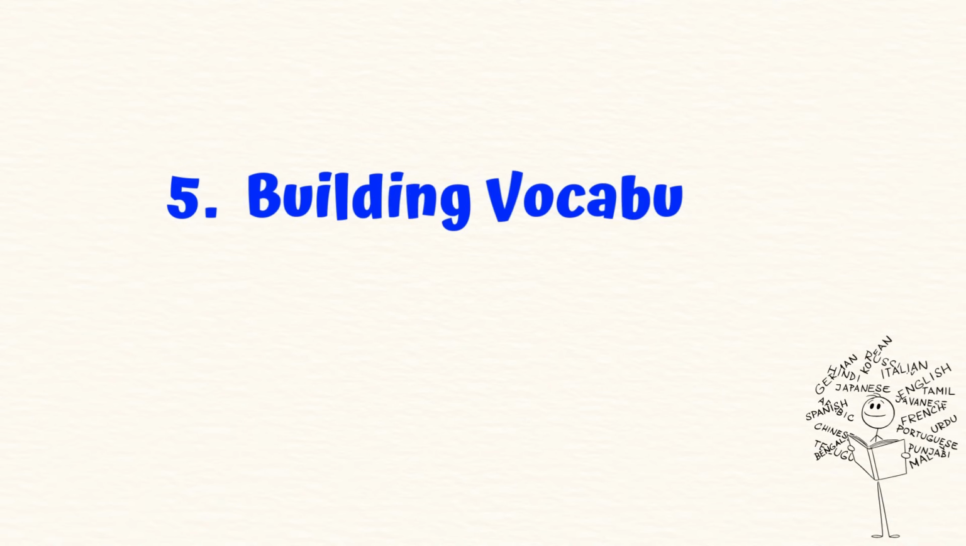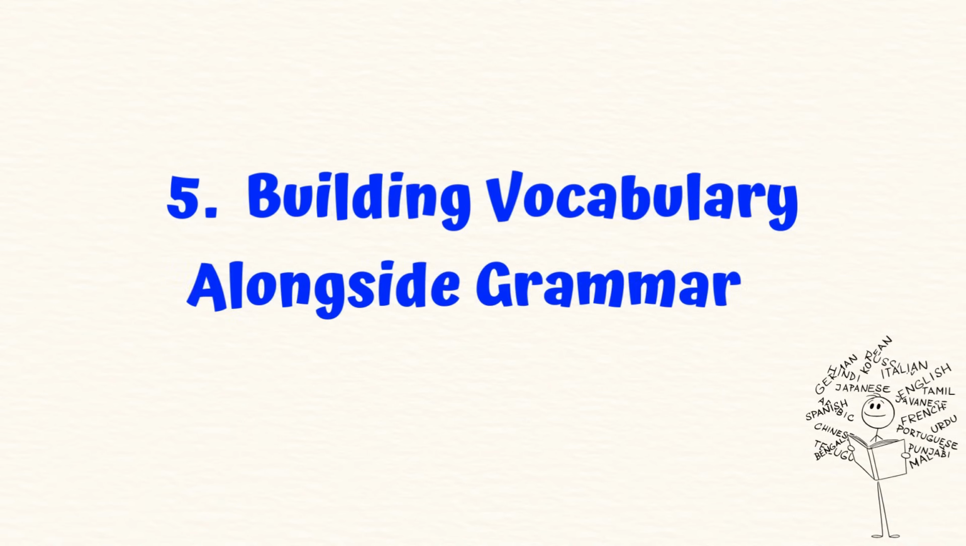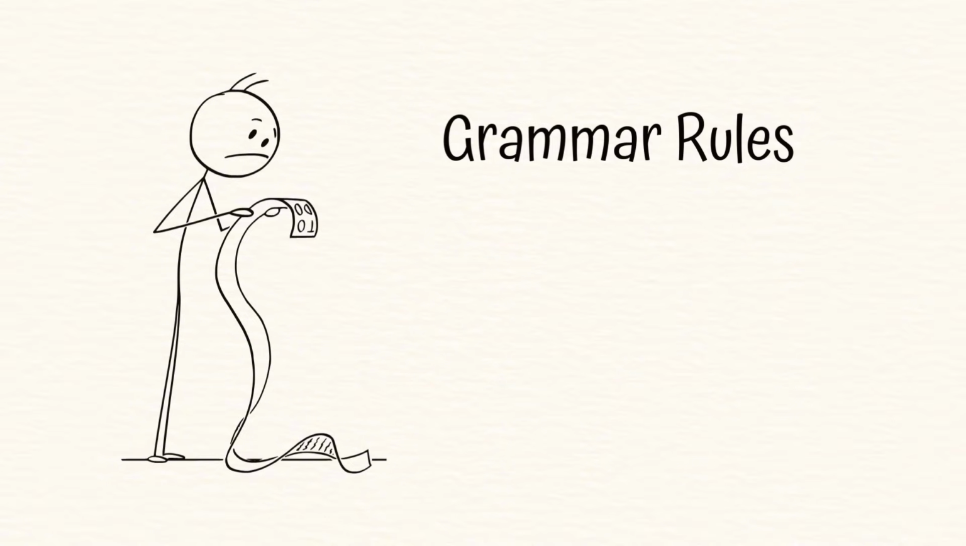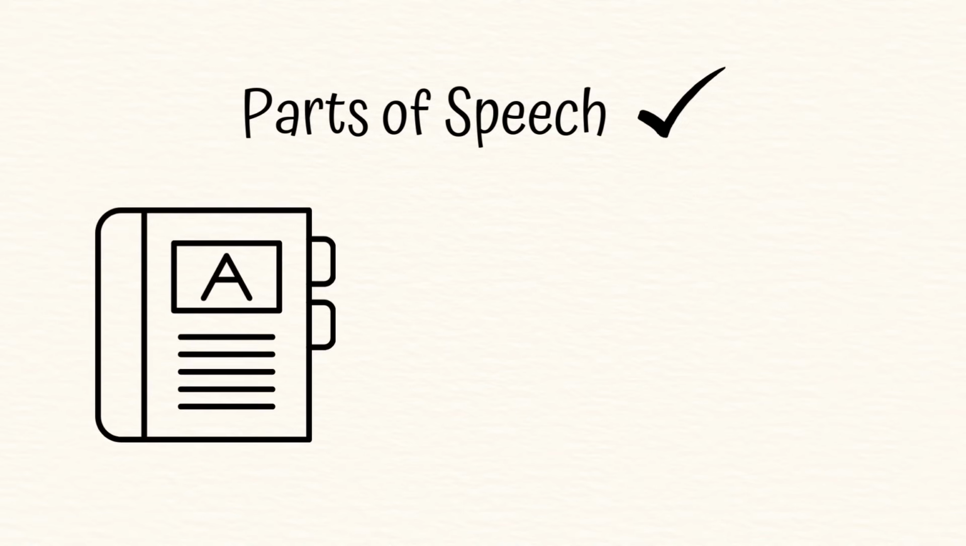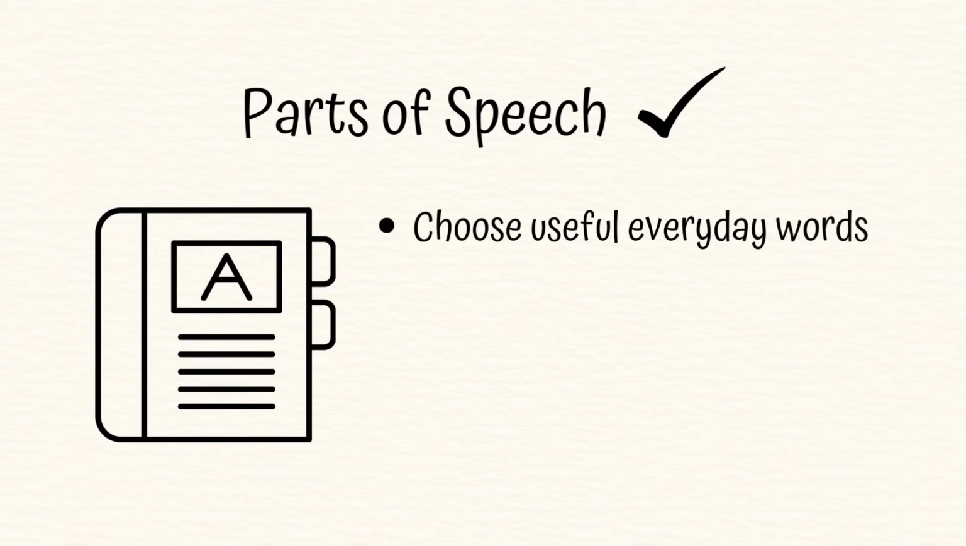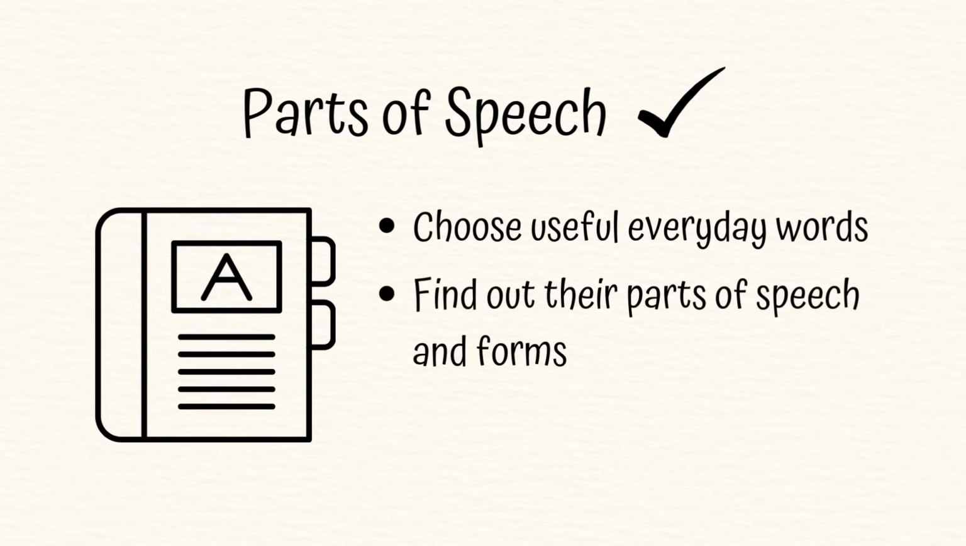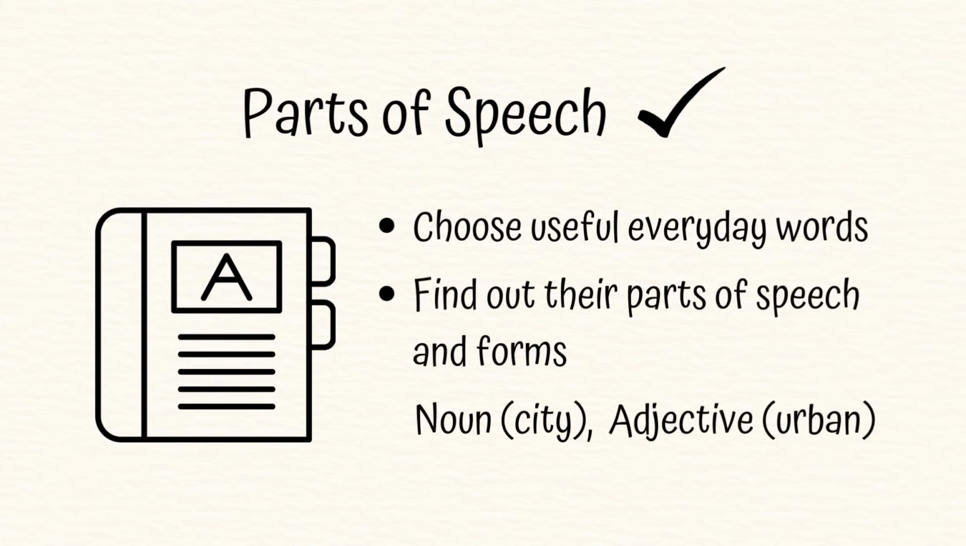Step 5. Building vocabulary alongside grammar. Grammar rules are no use without words to apply them to. Once you know parts of speech, start learning new vocabulary. Choose useful everyday words and find out their parts of speech and forms. For example, noun, city. Adjective, urban.